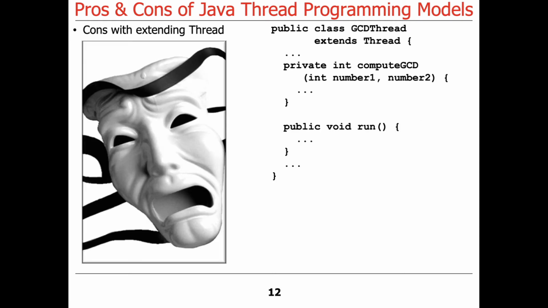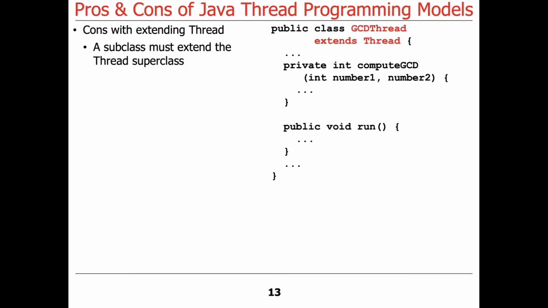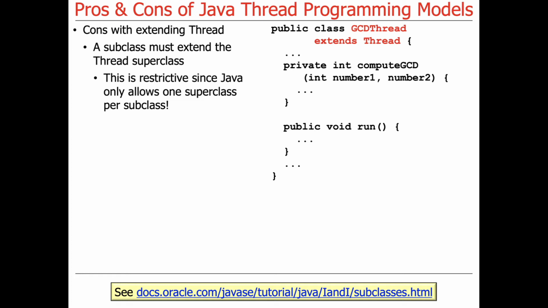However, as I always like to say, all is not rainbows and unicorns. There are also some cons with extending thread. So one con, which you may be familiar with if you're a Java black belt, is that if you extend the thread superclass, that means you've lost the ability to extend anything else because there's only single inheritance of classes in Java. So you can only have one superclass per subclass. So GCD thread would be a subclass, thread would be a superclass. You can only have one of those things.